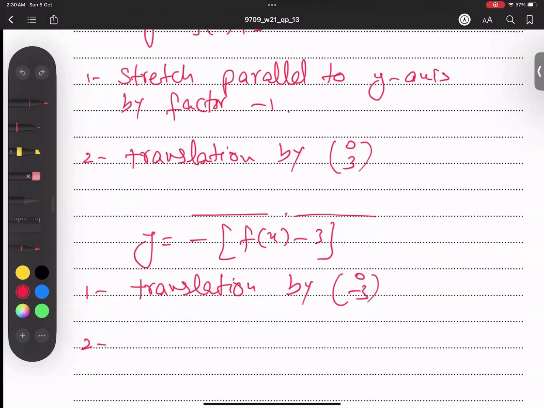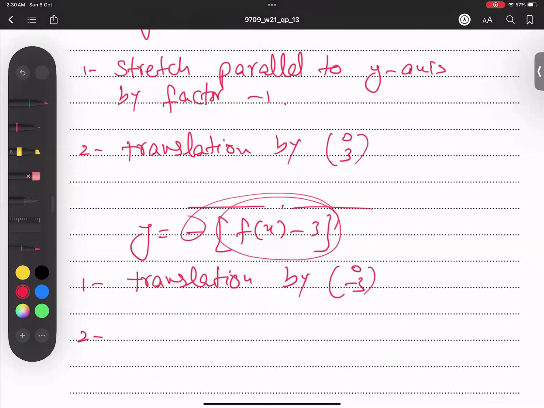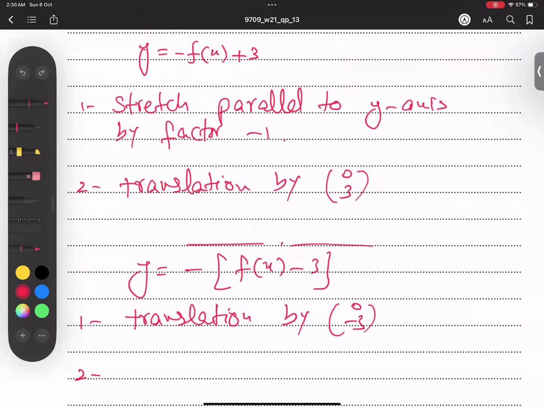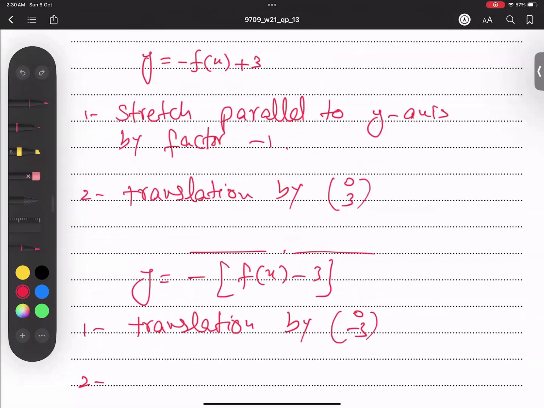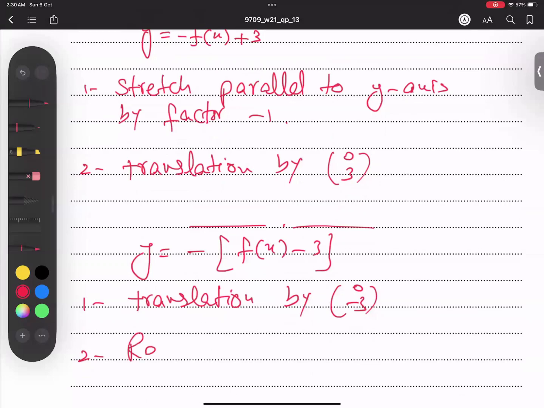Now it's reflection, because multiplying the whole equation is called reflection. This is not a reflection because if it only multiplies the function, it is called stretching. So this is called reflection. Okay, reflection in the x-axis. I hope so. The point is very clear and the question is completely over.